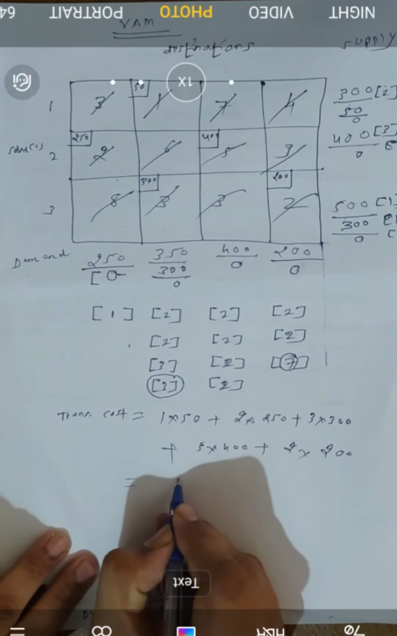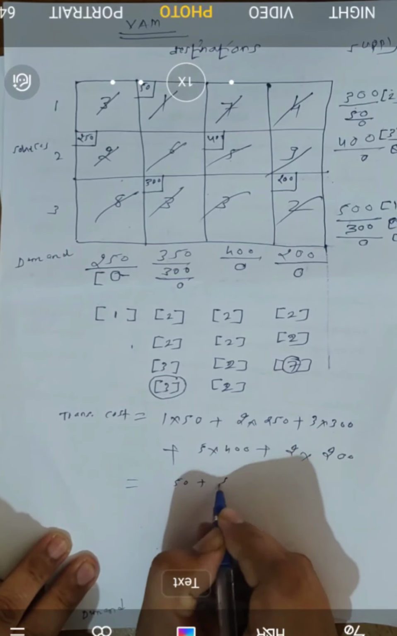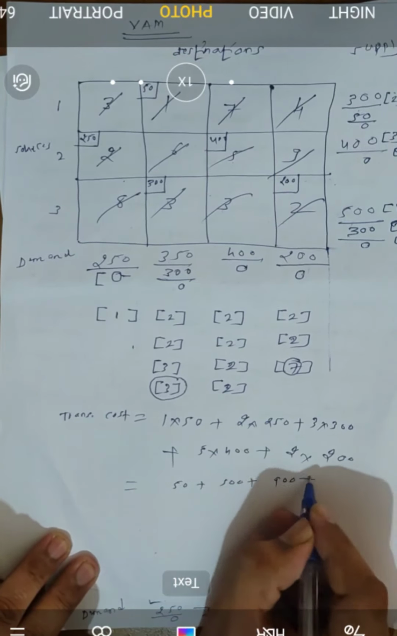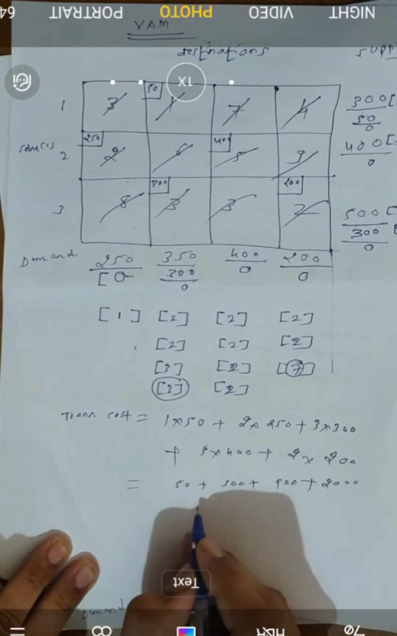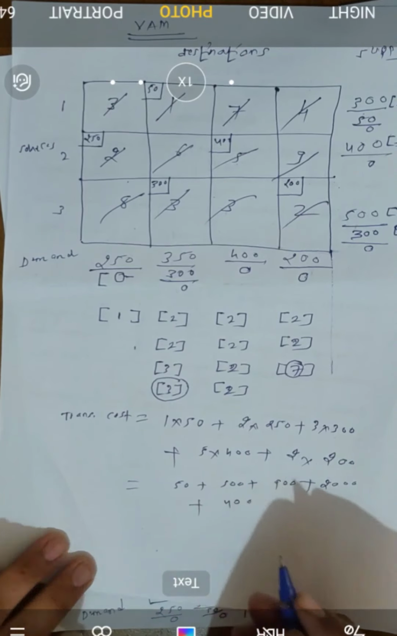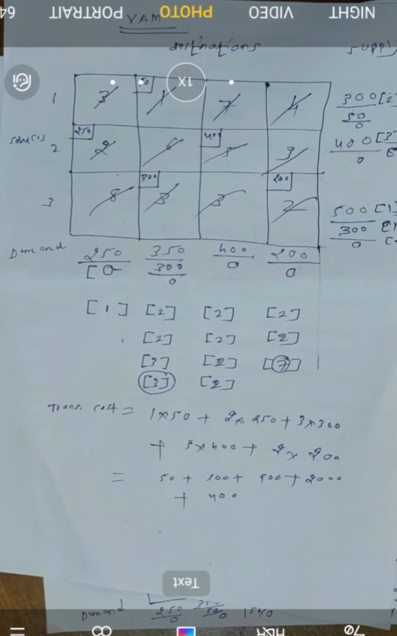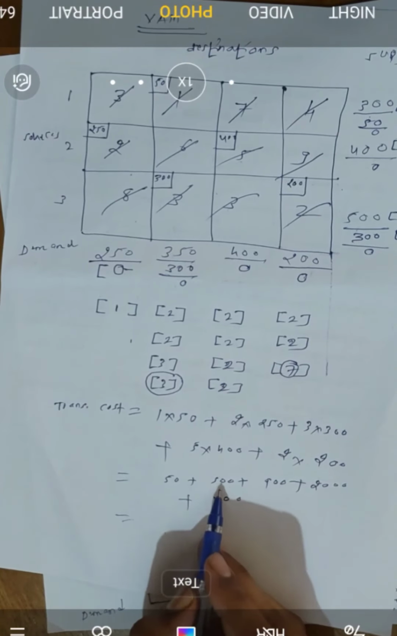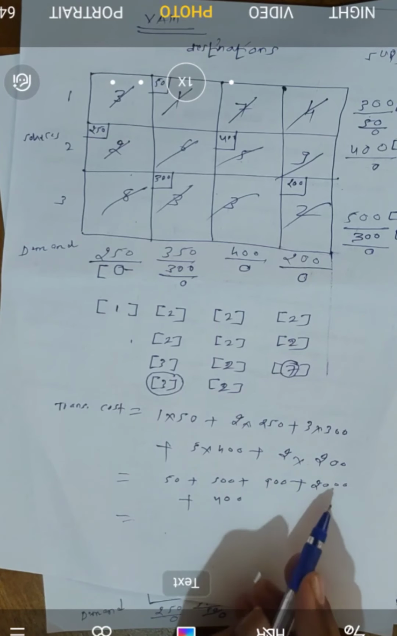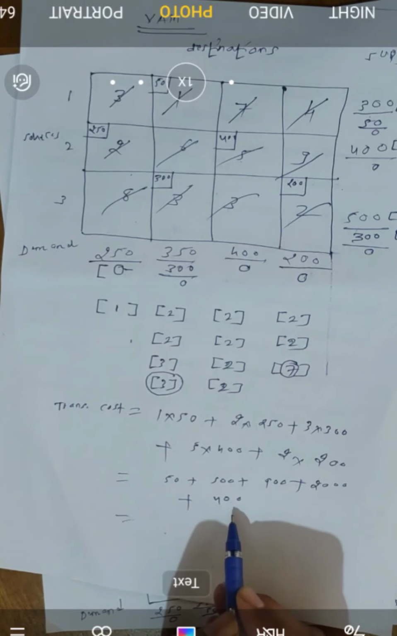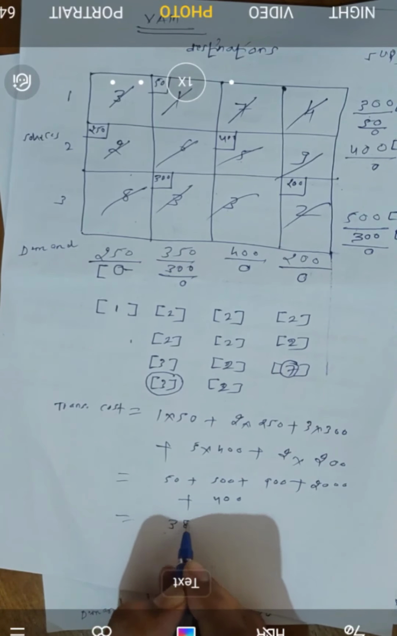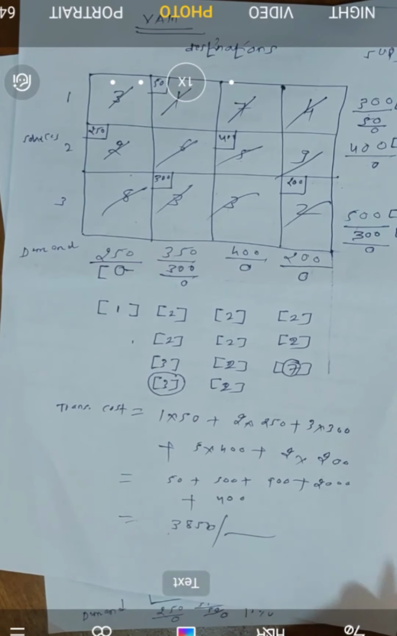So the final answer will be 50 plus 500 plus 900 plus 5 into 400, which will be 2000, plus 400. So 900 plus 500 is 1400, plus 2000 is 3400, 3800. So 3850. So this is the transportation cost that we have got.